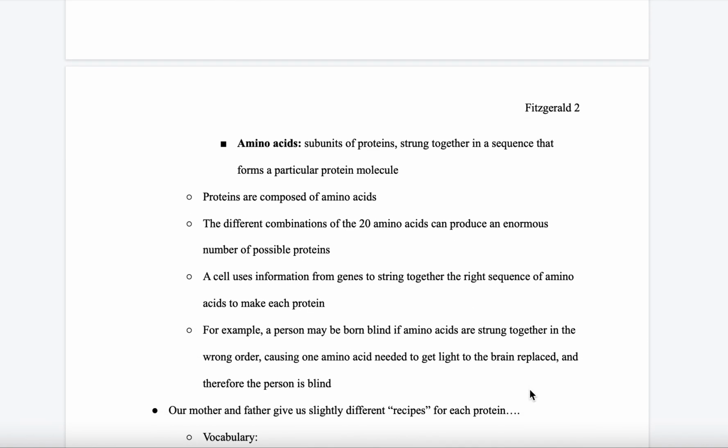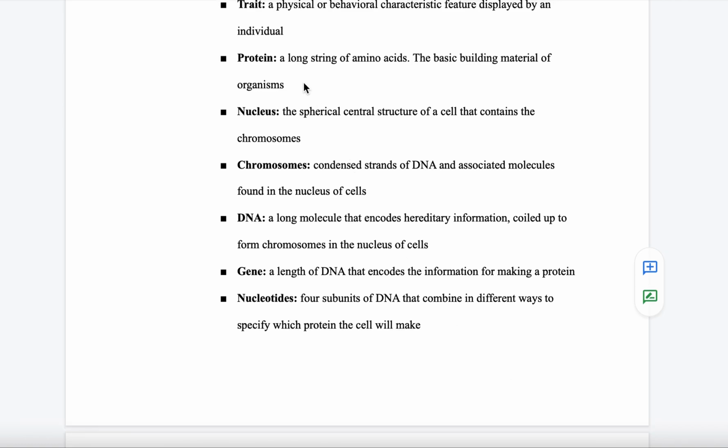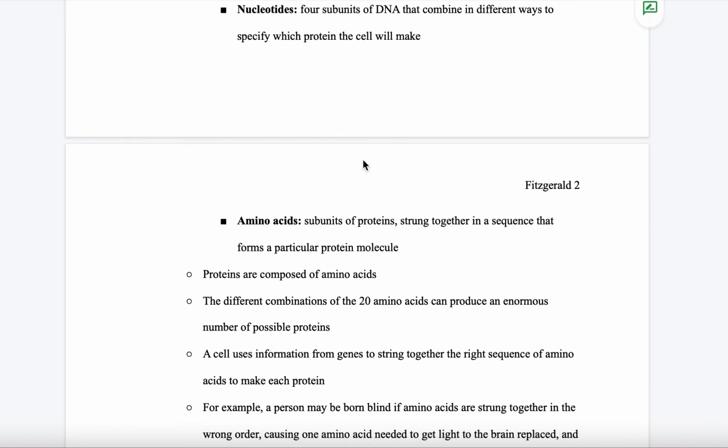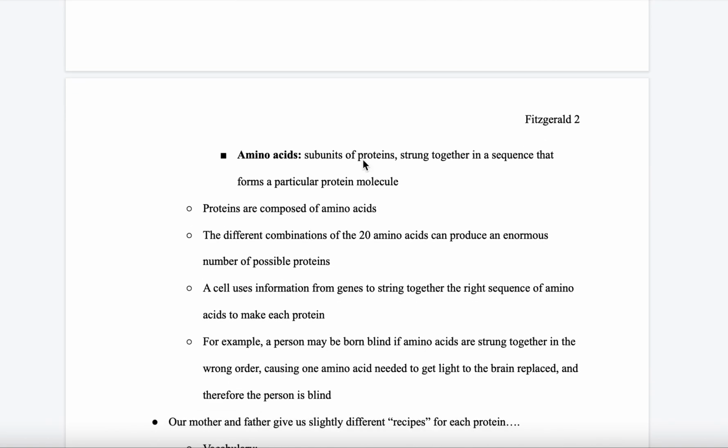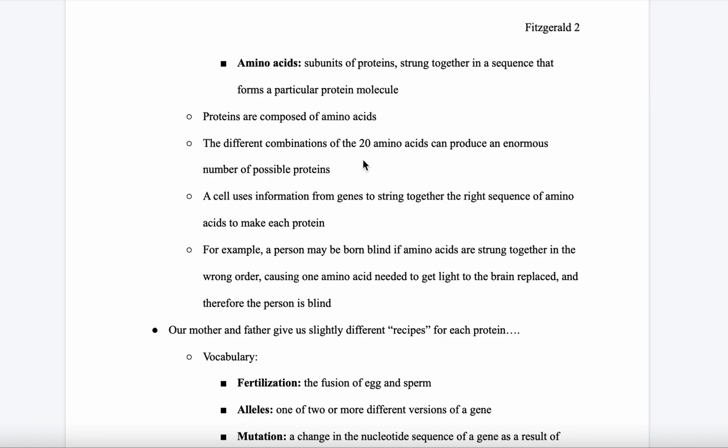And then you have amino acids, which are the basic building blocks of proteins. Amino acids are subunits of proteins strung together in a sequence that form particular protein molecules. So proteins are comprised of amino acids, and the different combinations of the 20 amino acids can produce an enormous number of possible proteins. A cell uses information from genes to string together the right sequence of amino acids to make each protein, and usually these cells do it correctly. If the correct amino acids are strung together in the correct order, the protein will have the right shape and do its job. By job I mean the sense of smell, the sense of sight, being able to see something.